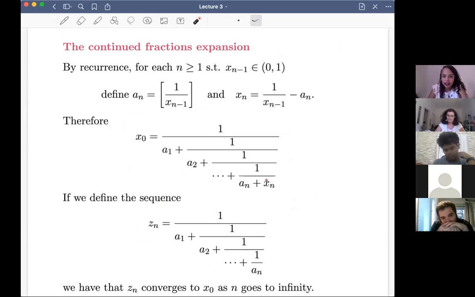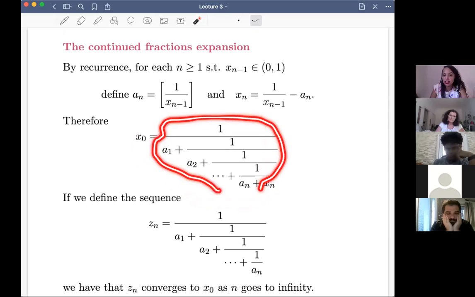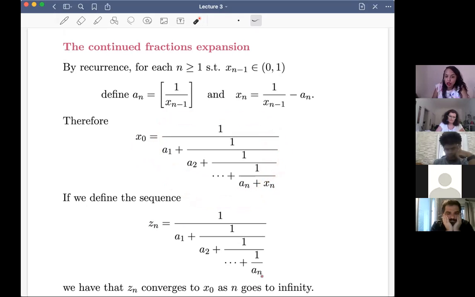xn is the nth time in your process. The difference for Zn is that you stop at an. You don't consider xn, so you take this part. x0 is exactly equal to it, but if you don't take the xn, you are not at x0 yet. But if you stop at an, Zn is rational. So if you don't consider xn, what you have here is a rational number.